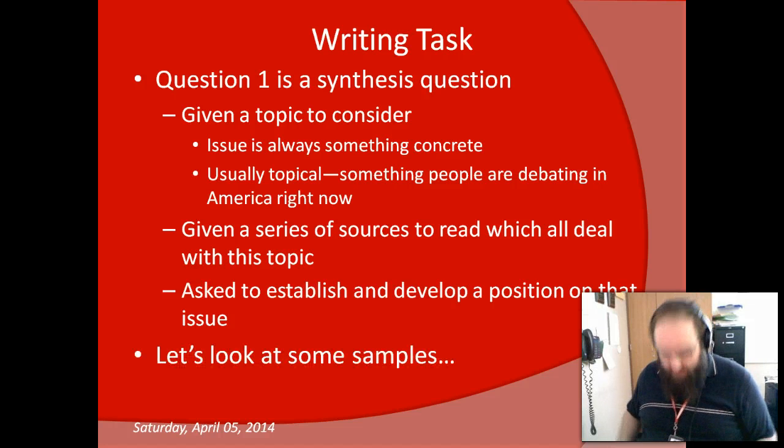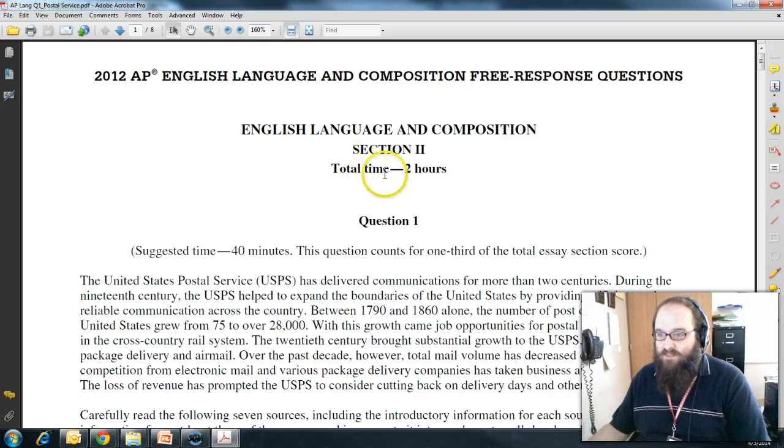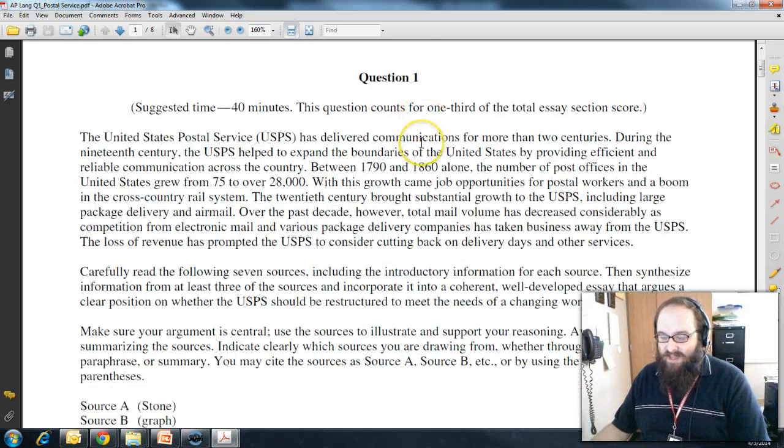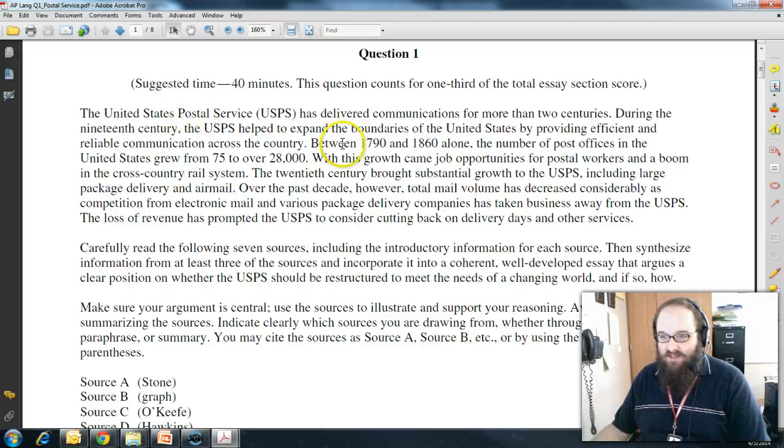Let's take a look at some samples. Here is a recent prompt from 2012, and this is more what you're going to see on the actual exam. When the Q1 originally came out back in 2007, it was originally an expository essay prompt. Now it's an argumentative prompt as of 2012. So here's the kind of question you might see. You're given a topic here.